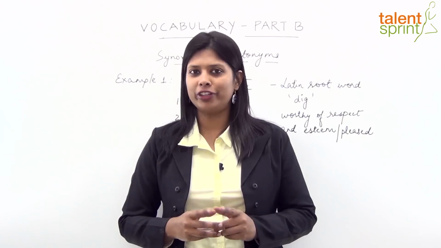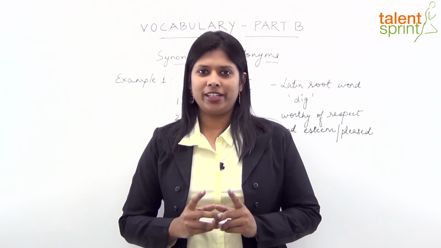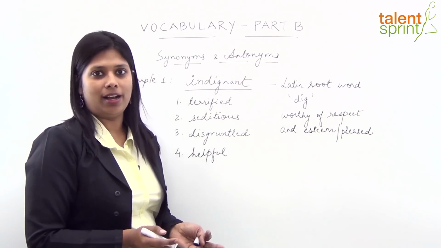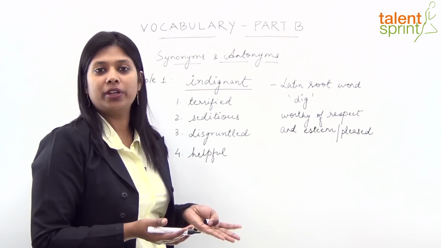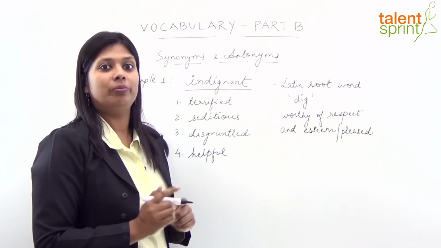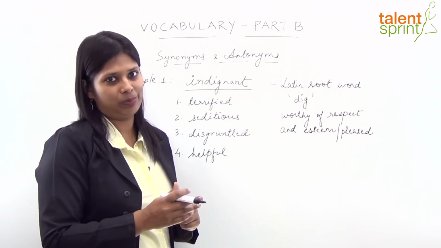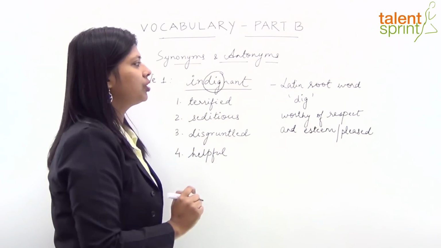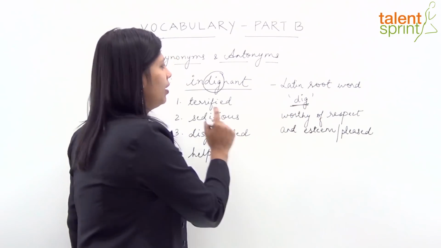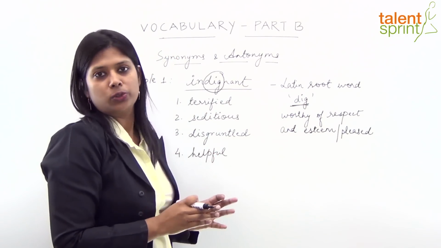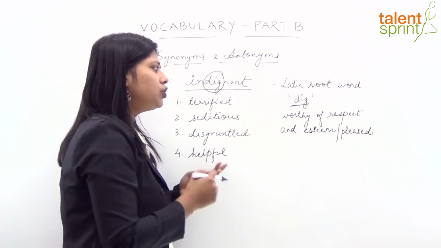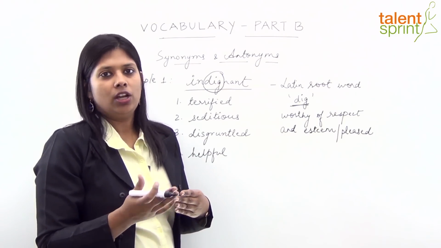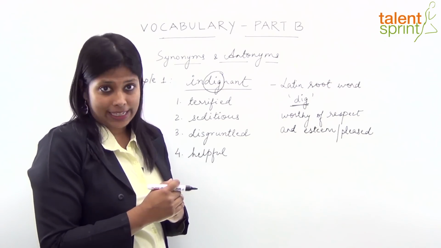Let's now look at the first example. The first word here is indignant. Now because it is independently asked, you have no clue from which you can actually figure out the meaning of this word. But yes, the knowledge of root words here helps. So in the word indignant, there is a Latin root word which is dig. Now dig actually means in Latin worthy of respect or pleased, worthy of respect and esteem.